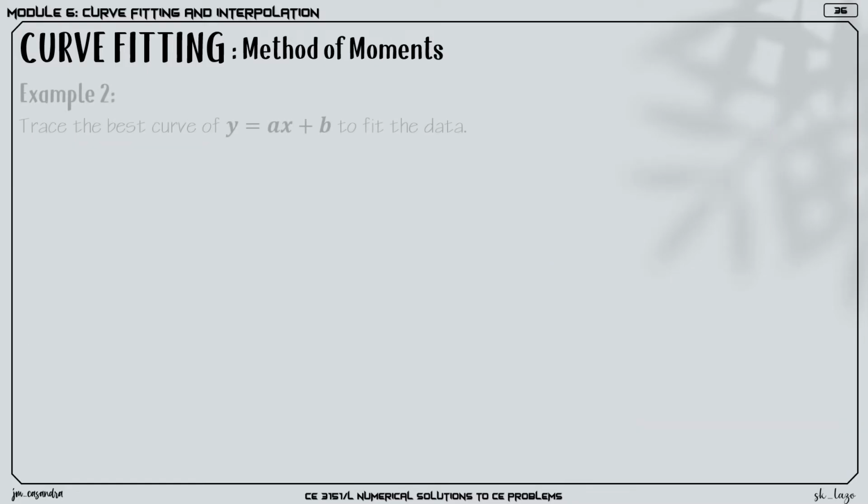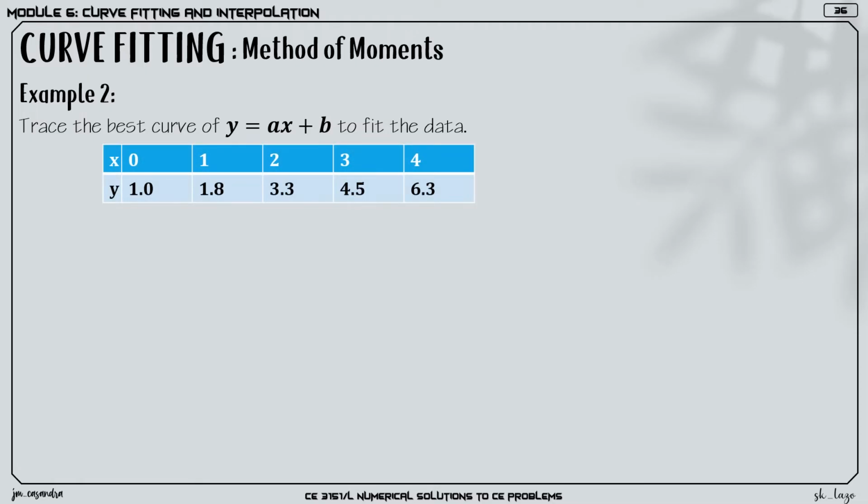Another example for the method of moments: given y equals ax plus b, determine the best curve that would fit the following data. So for our solution, we first identify the value of h for our x. For all the values of x, we arrive at h equal to 1. So from here, we move on to identifying our true moments.